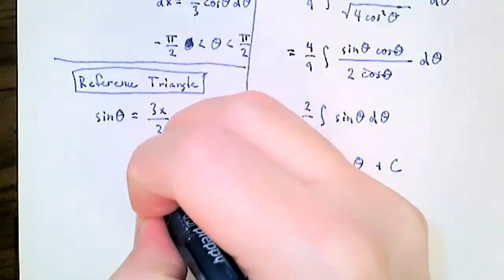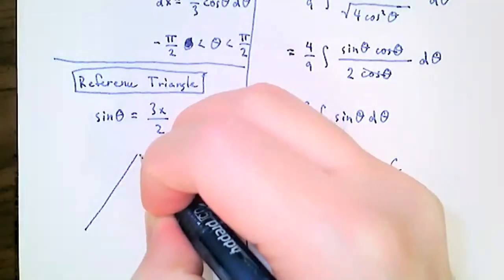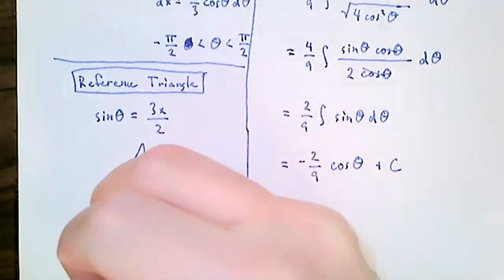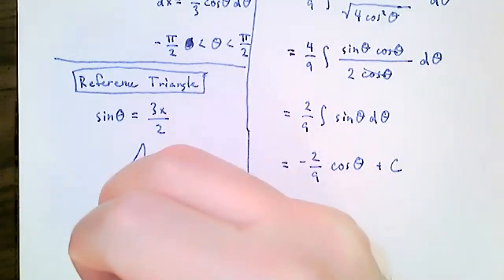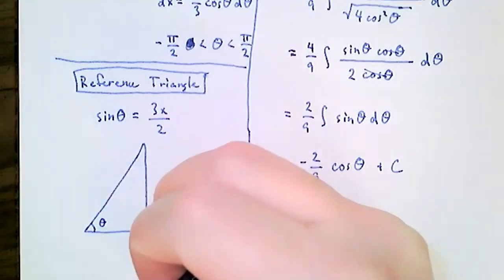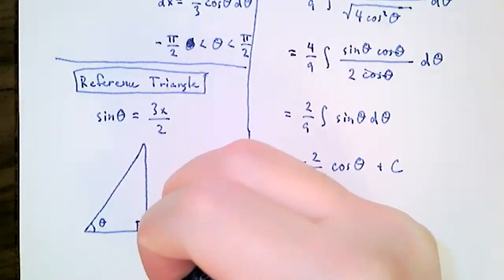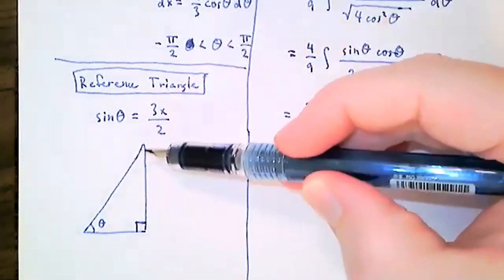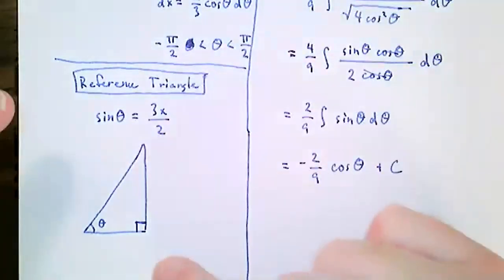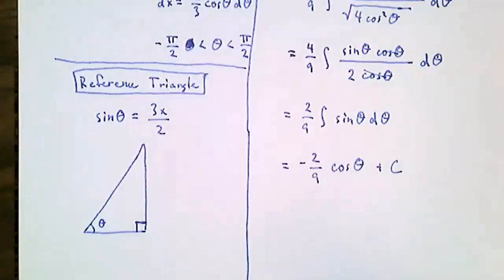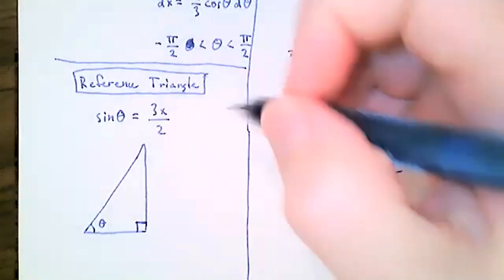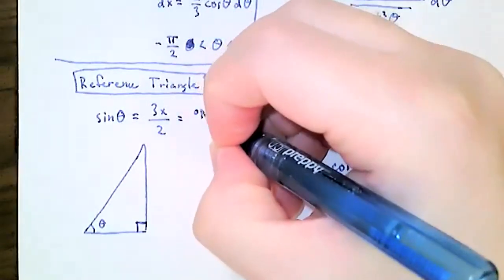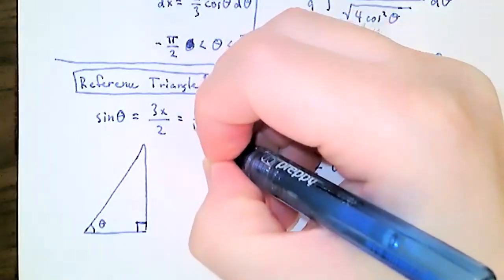So we draw a right triangle with an angle theta. This is how I like to draw mine. It doesn't matter exactly where you put theta. You could put it up here, or you could rotate your triangle however you want. Just be consistent. But we know that sine theta is the opposite side length over the hypotenuse side length.